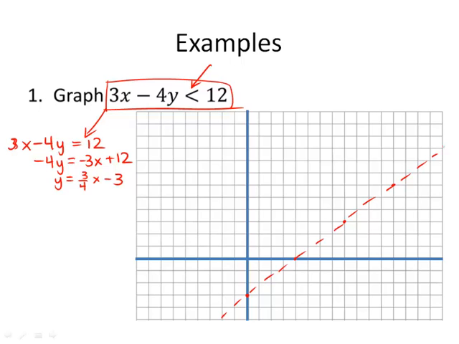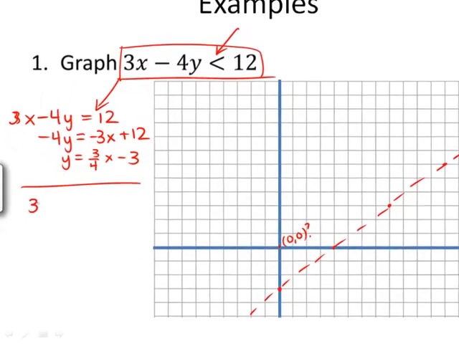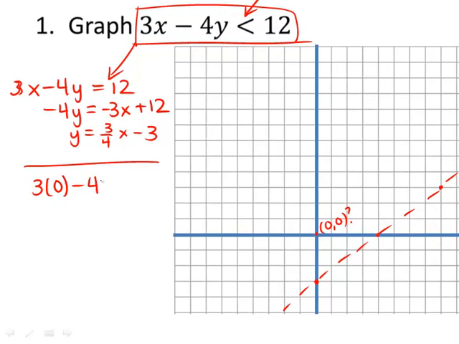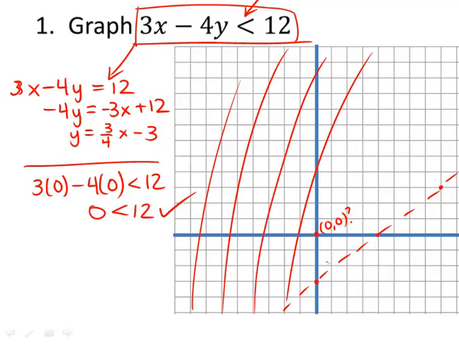Now we want to check which side we need to shade. A nice point to test is 0, 0. Does 0, 0 work? Let's try it. 3 times 0 minus 4 times 0 less than 12? Well, that's just 0 less than 12. True. So since this point is true, that means it is included. That means every other point on this side of the border is going to satisfy the equation given.